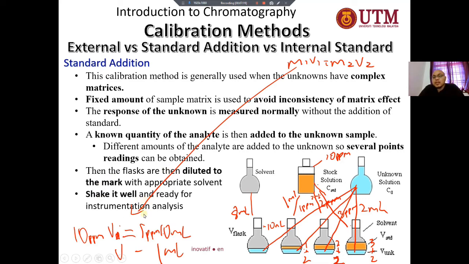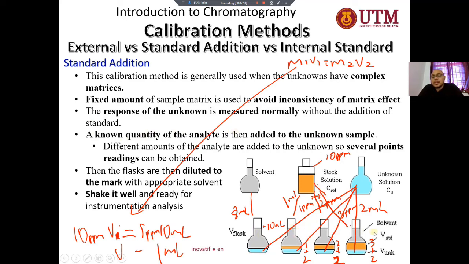Again, the standard addition is used when we encounter a complex matrix where we are not able to remove the interference. A fixed amount of sample matrix is used to avoid inconsistency of matrix effect. So we add the unknown solution or the sample at a fixed volume to avoid inconsistency of the matrix effects. The response of the unknown is measured normally without the addition of the standard. We just dilute with the solvent. A known quantity of the analyte is then added.